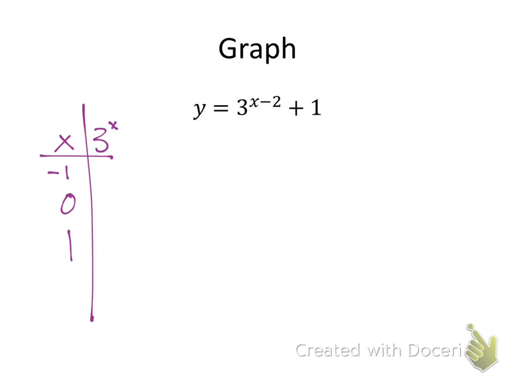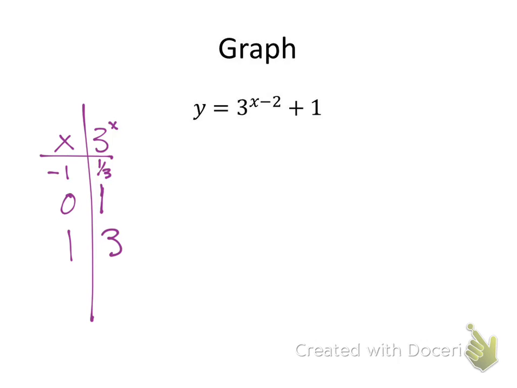Great. So, plug -1 into this. 3 to the negative first power creates a fraction, 1/3. Plug in 0. 3 to the 0 power is just 1. And then plug in 1. 3 to the first power is 3.